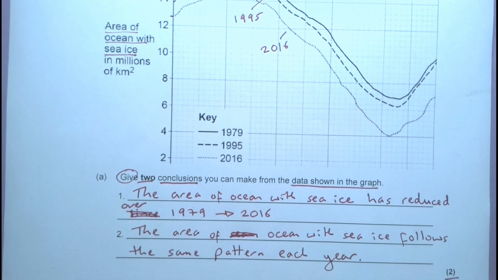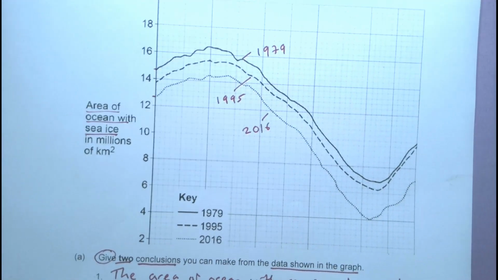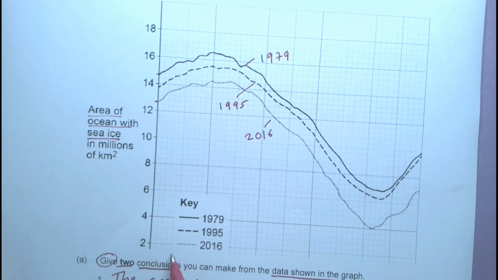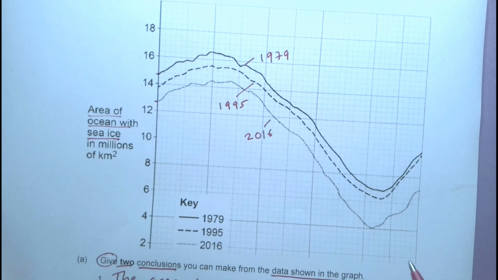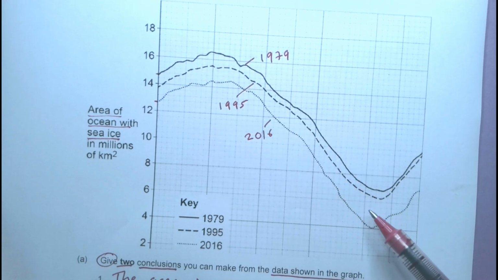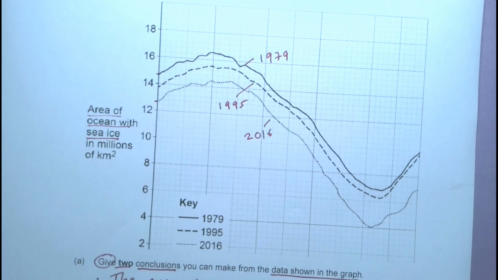In fact, I don't know why it hasn't shown up in this graph, but I do know that these are the months of the year going along the bottom here. So what you'd find is there's more sea ice in February, March, and there's less in September, October, but you don't necessarily know that because it hasn't shown you the x-axis on the graph. Okay, hope that's useful.